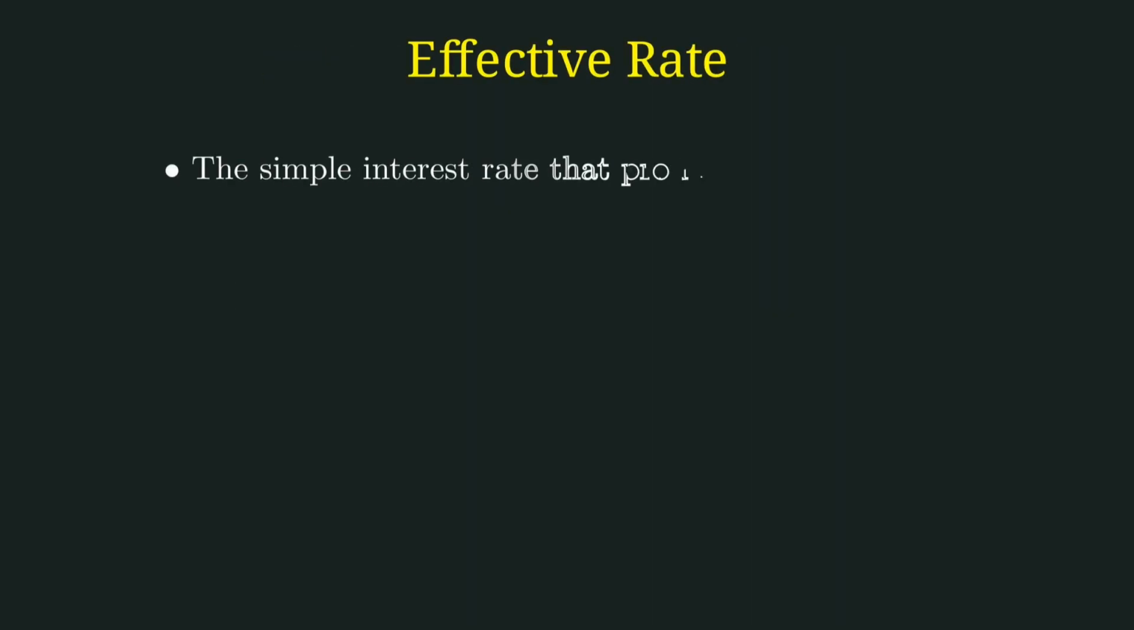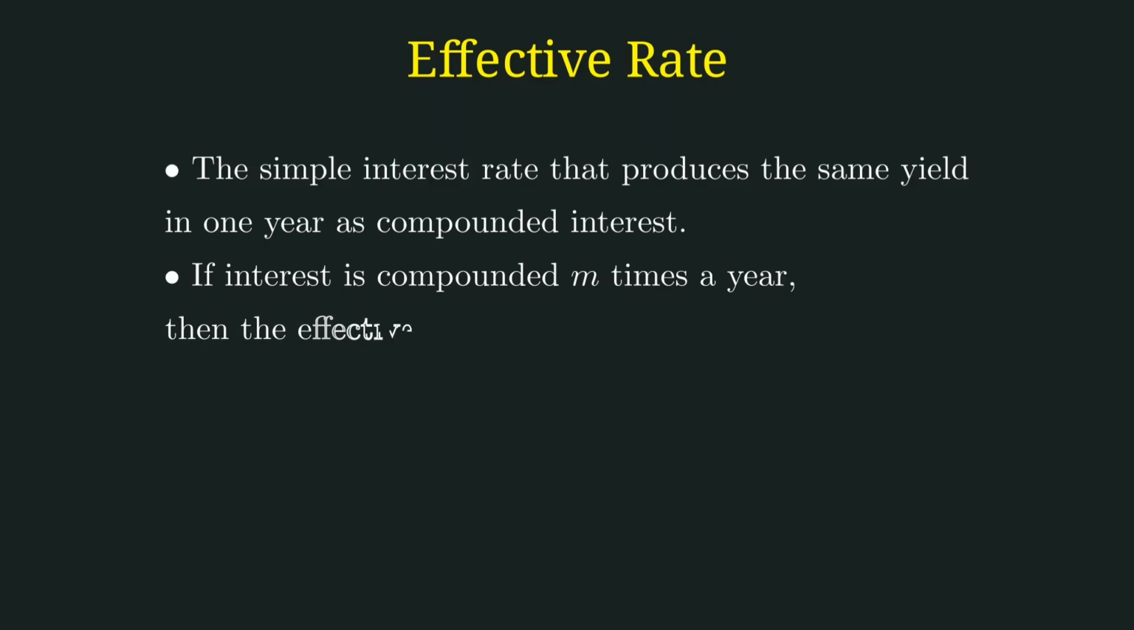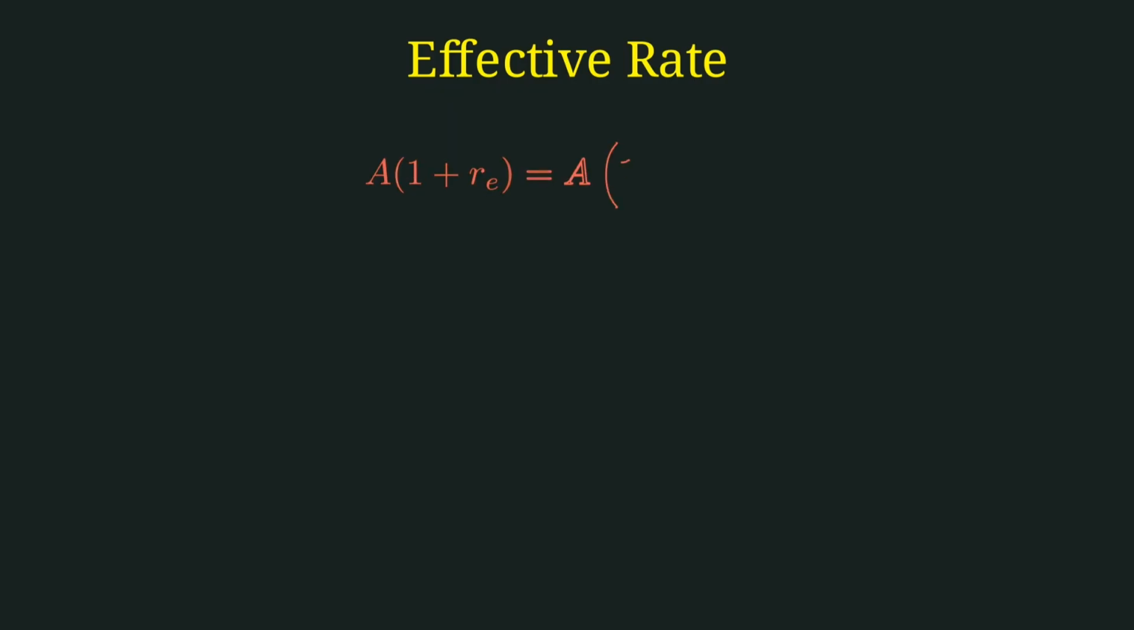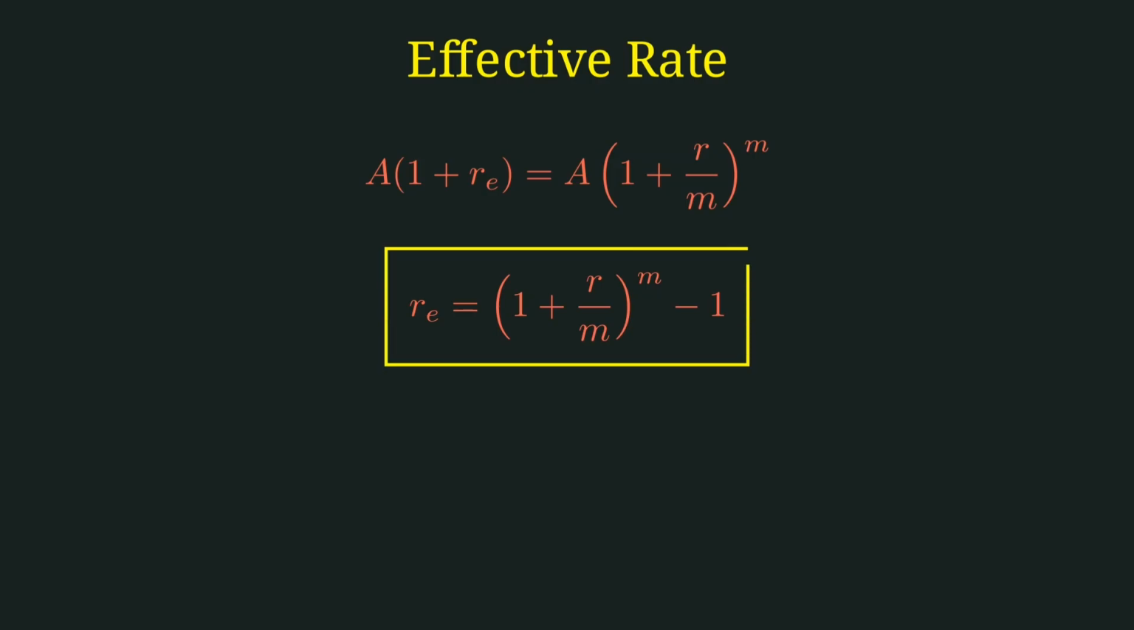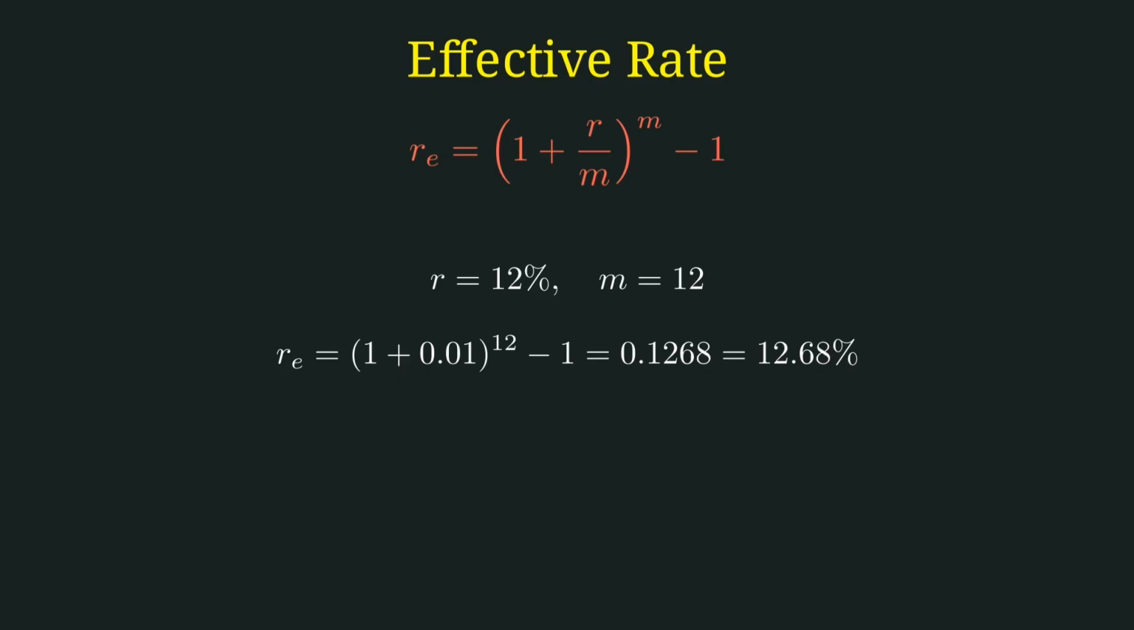Effective rate: the simple interest rate that produces the same yield in 1 year as compounded interest. If the interest is compounded m times a year, the effective rate must satisfy the following. That means A times 1 plus RE equals A times the compounded interest. After rearranging, you'll get this formula. For example, consider this interest rate compounded 12 times. So you have the effective rate equal to here.